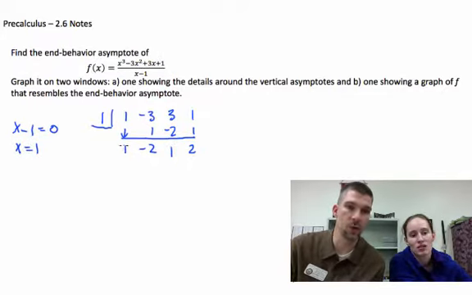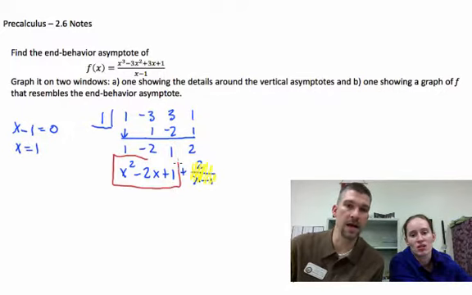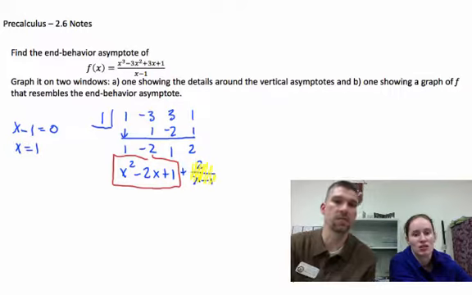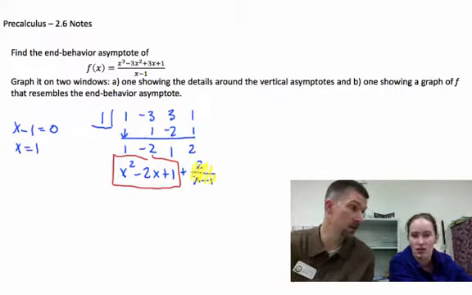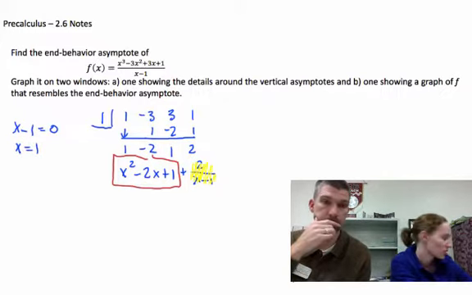So basically what I have is x squared minus 2x plus 1 plus the remainder, which is 2 over x minus 1. But for end behavior asymptote, we don't care about that at the end. We don't care about that guy. We just want this guy right here. So our end behavior asymptote for this particular problem is actually going to be a parabola. It is. Y equals x squared minus 2x plus 1.